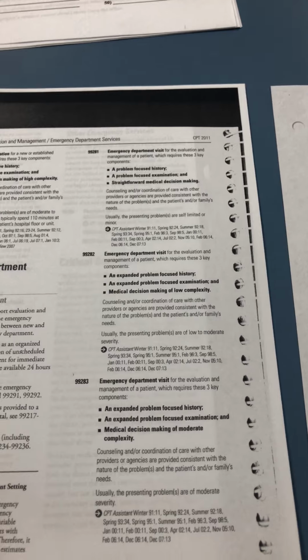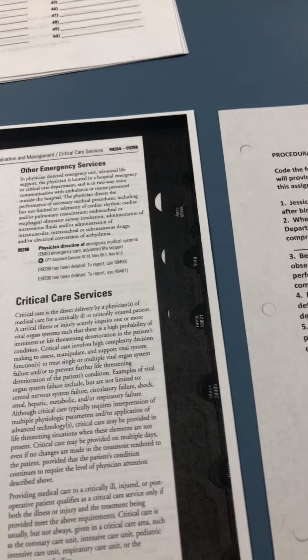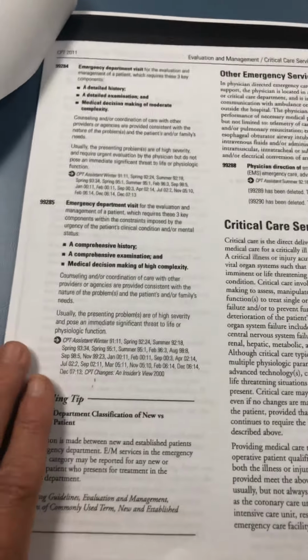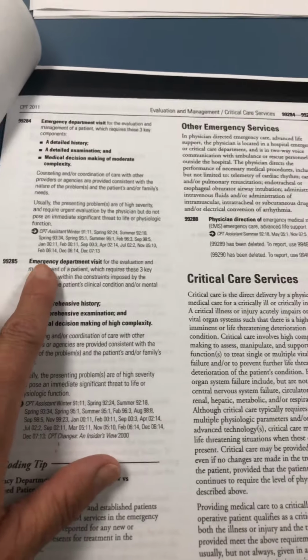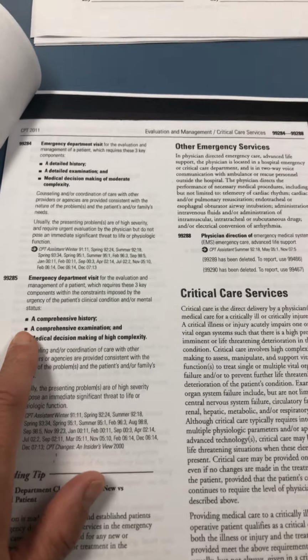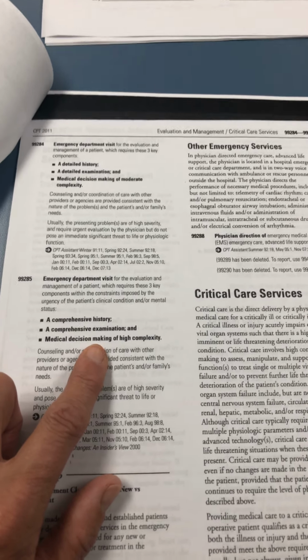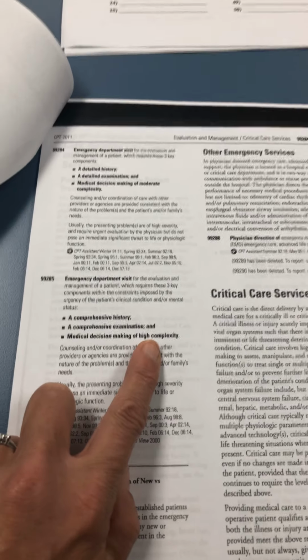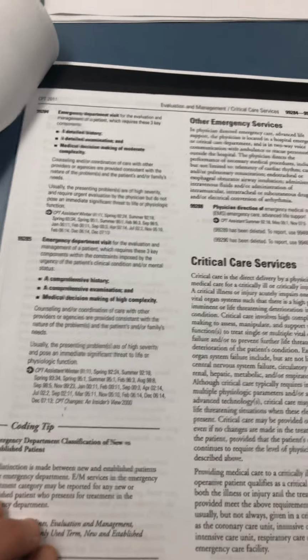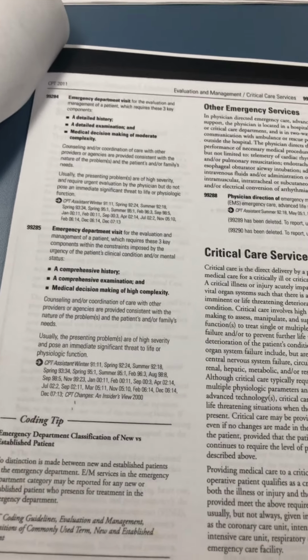So we are going to be looking for those factors here. If you flip over to the next page, it's for an emergency department visit. They did a comprehensive history, comprehensive exam, and made a highly complex decision. So you're looking for those parameters to be able to find the correct code.